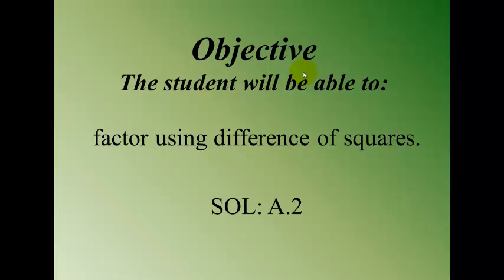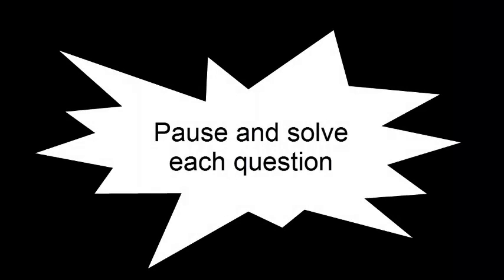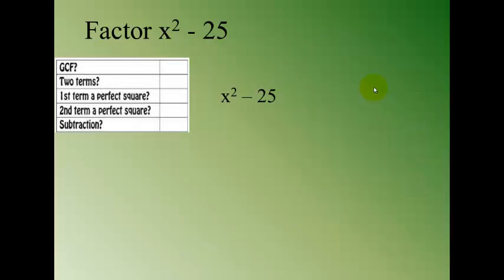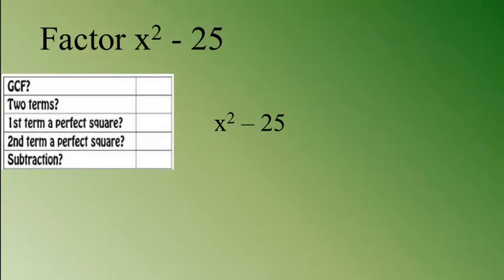Let's discuss more examples on how to factor difference of squares. Here, factor x squared minus 25.